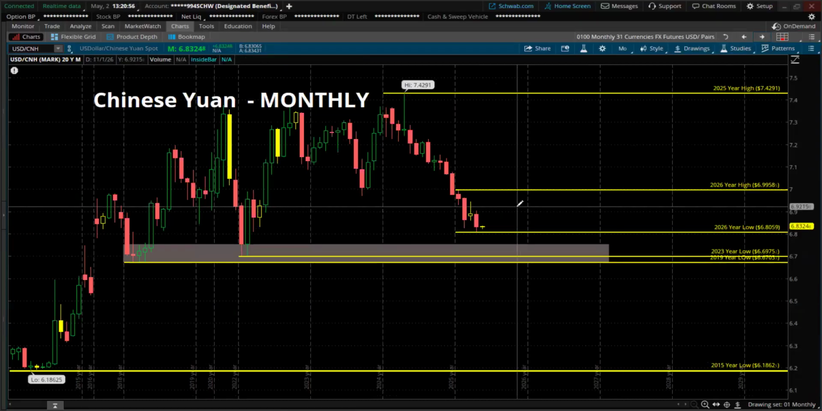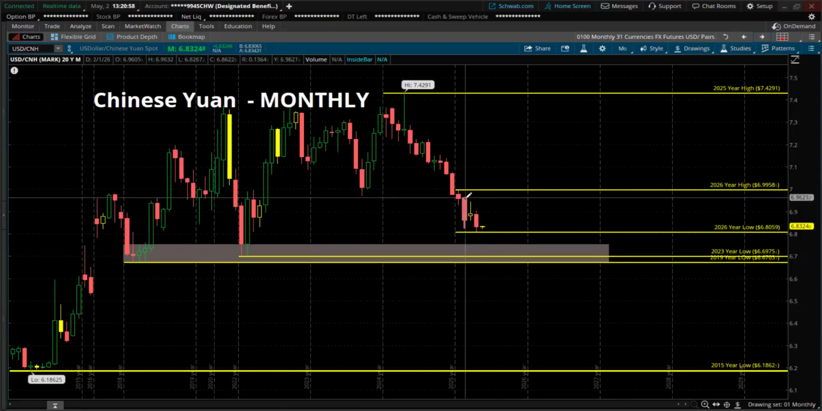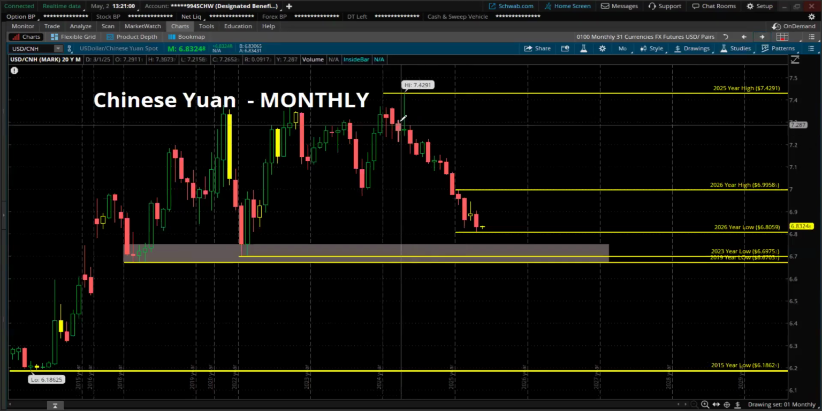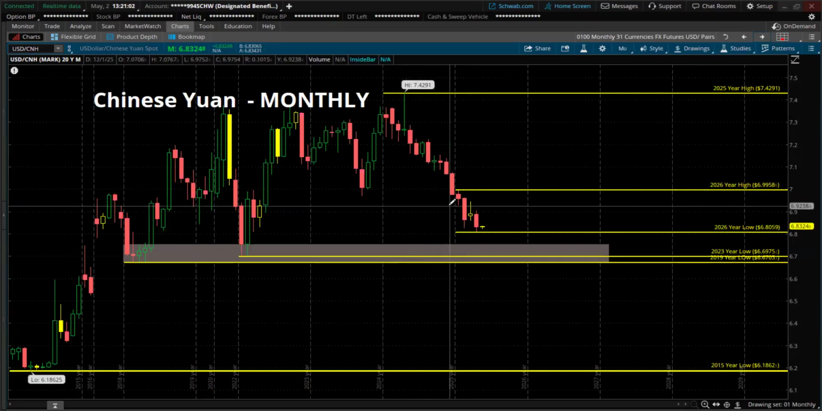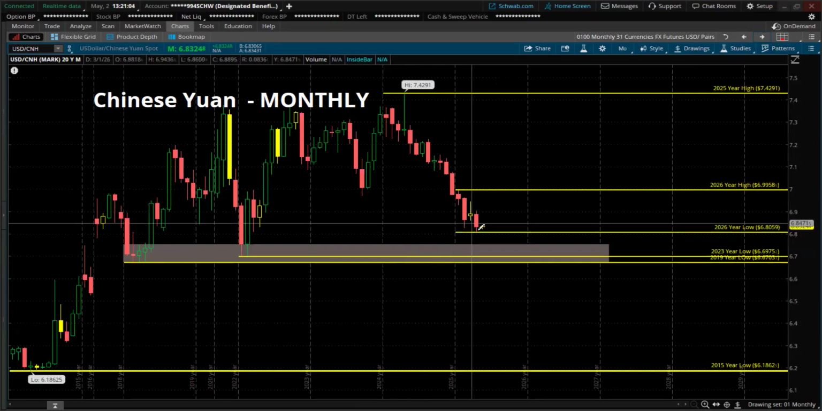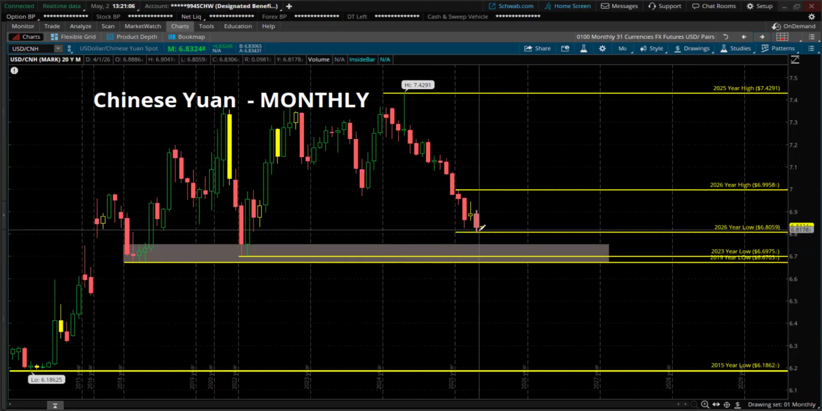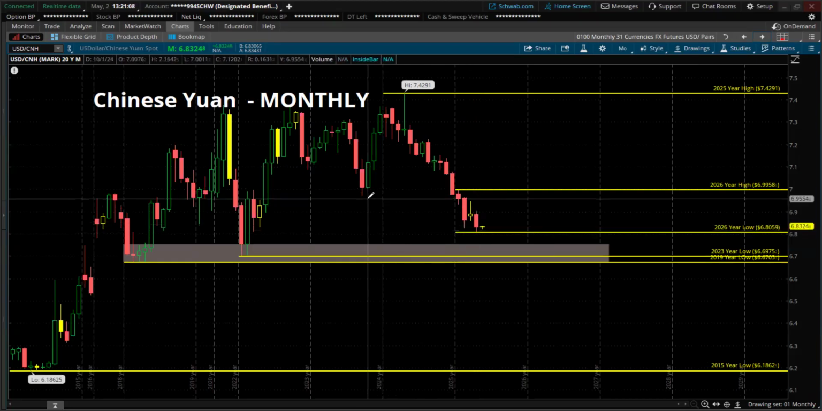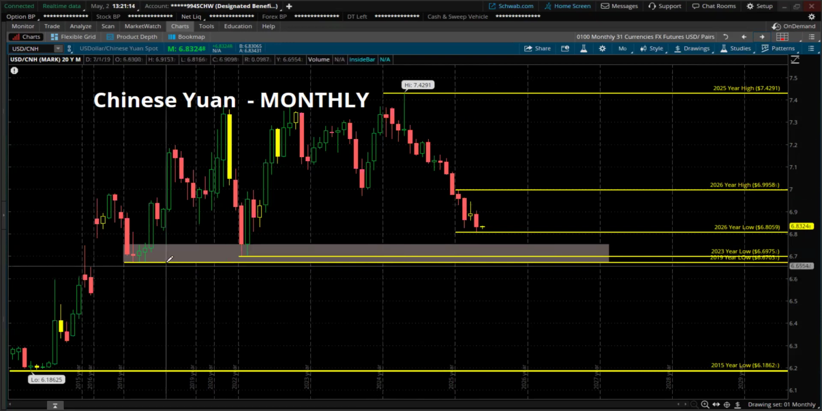And Chinese yuan. So when this trends down, it's weaker for the dollar. So again, the Chinese yuan is gaining strength against the US dollar. Last month made the new low for the year. So again, that means the Chinese yuan gaining against the US dollar. Down here is a prior level.